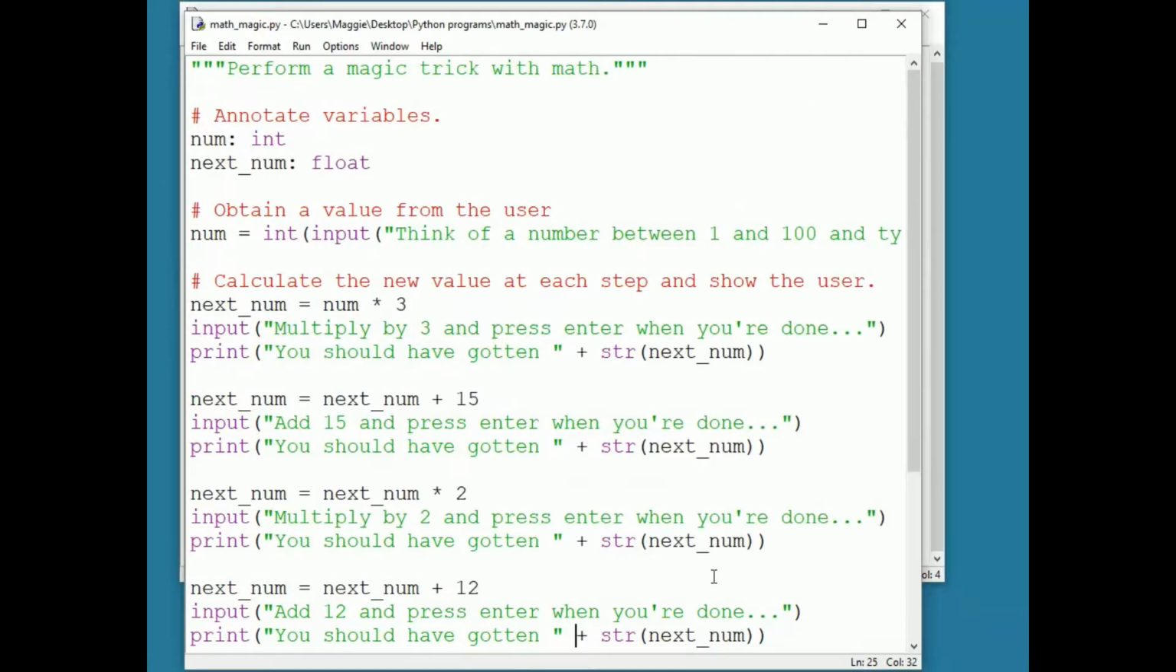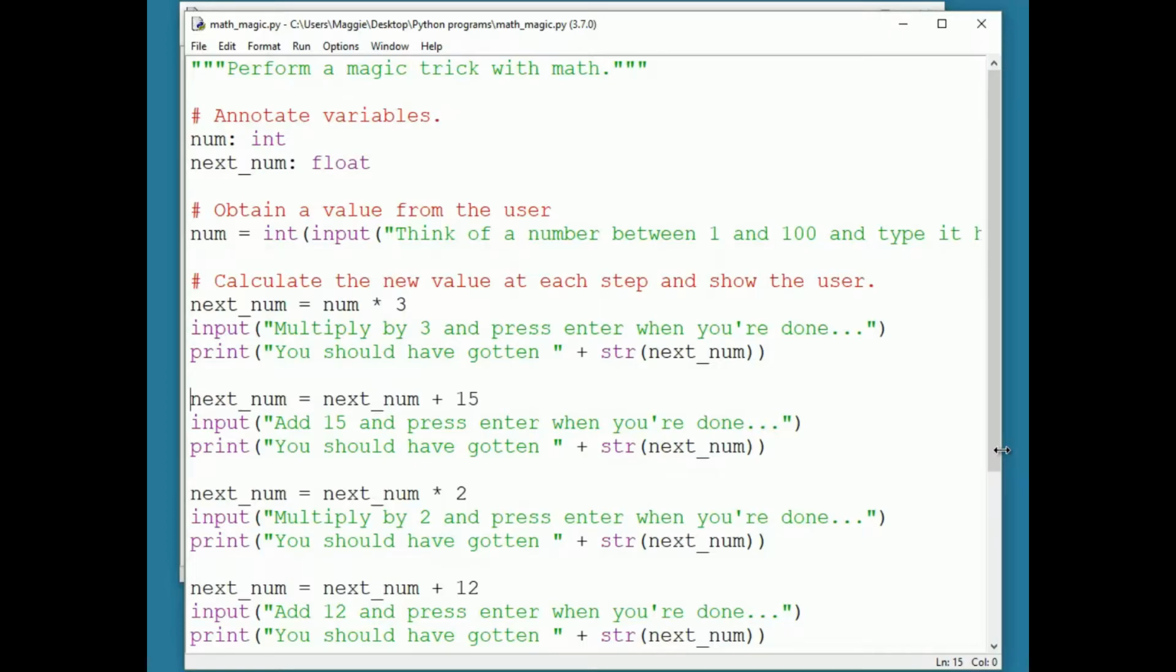I have used two variables in this program, num for the user's original number, and nextnum, which is the value after each mathematical calculation. I need to keep the original number separate from the intermediate calculations because I have to subtract it in the last step, but I don't need to keep any of the intermediate values, so I write over nextnum each time with the newest result. We begin by obtaining the number from the user in an input statement and casting it to an integer.